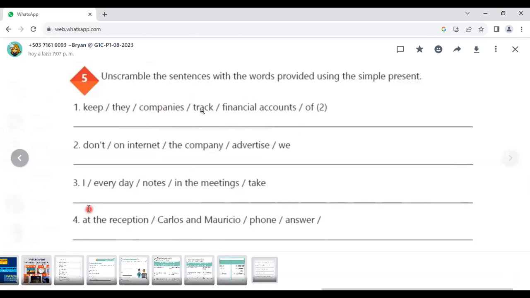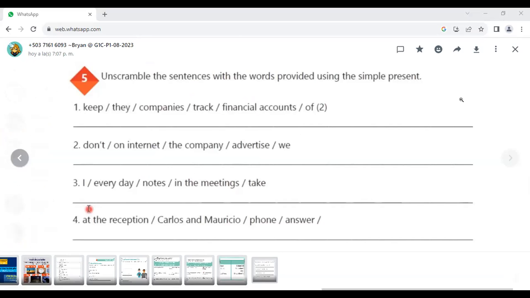Hola, hola. Hello. Hola. ¿Quién nos está compartiendo la pantalla? Ah, José, ya vi.